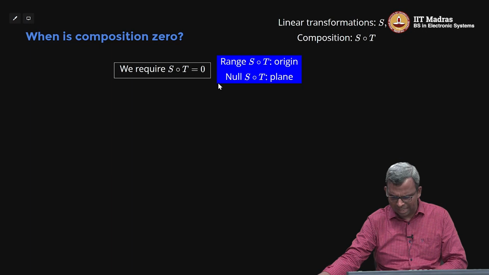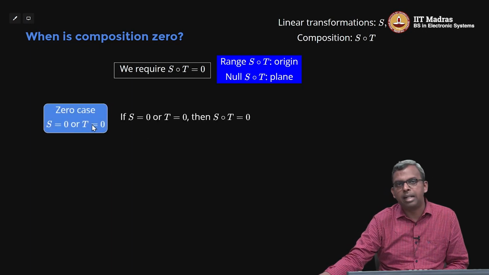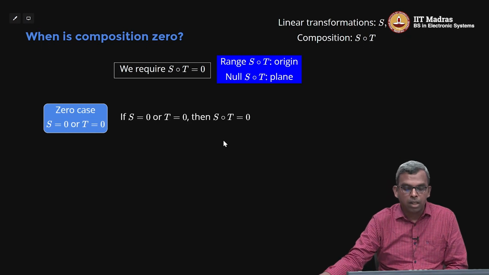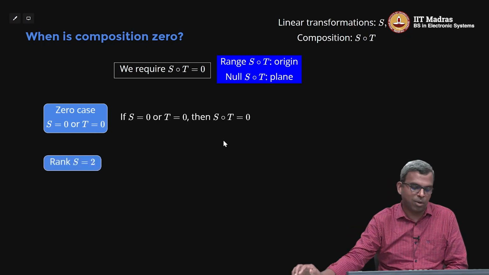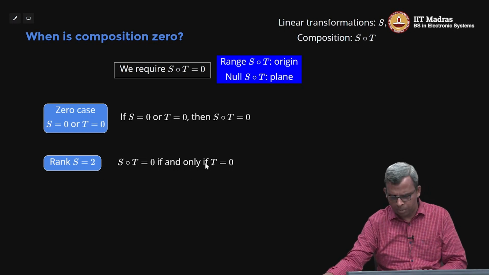The very obvious answer that all of you will think of is the 0 case. S has to be 0 and T has to be 0, right? That is very obvious, it is very clear. If either S is 0 or T is 0, then the composition is definitely equal to 0. Now, let us look at our simpler cases from earlier. Supposing rank S is 2, so S becomes dimension preserving, which means S composed with T will be 0 if and only if T is 0, there is no other possibility here. So, rank S is 2 seems to suggest that T equal to 0 is the only possibility.